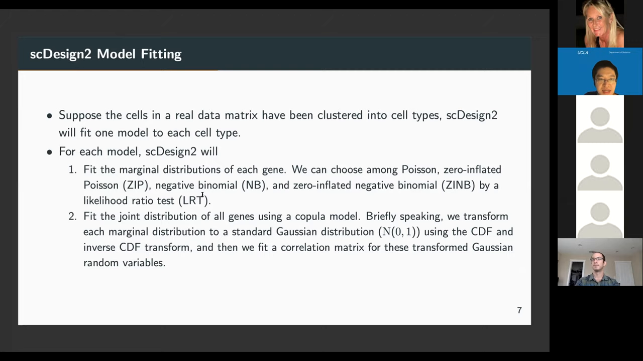So that's the marginal distributions. And then the joint distribution of all genes will be fitted by a copula model. Briefly speaking, we will transform each marginal distribution to a standard Gaussian distribution using the CDF and inverse CDF transform. And then we will fit a correlation matrix for these transformed Gaussian variables.